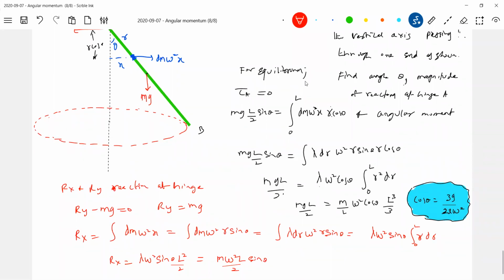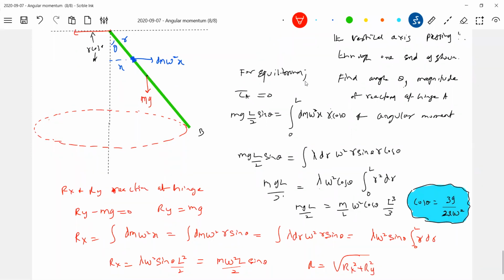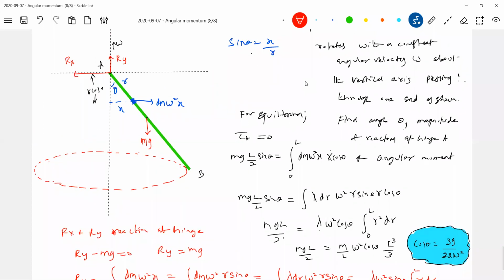The total reaction will be the vector sum of these two. The centrifugal force will try to drive it away, so the hinge will exert a resultant force in this direction. And now after this, the angular momentum is needed. Now how to get that angular momentum? Anybody? How to get angular momentum?